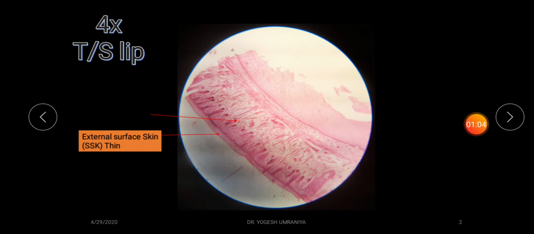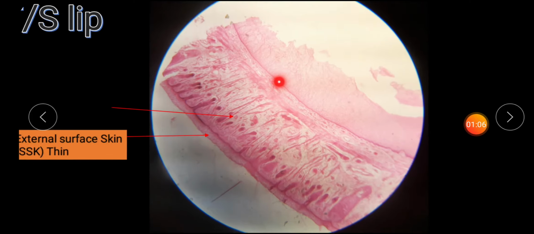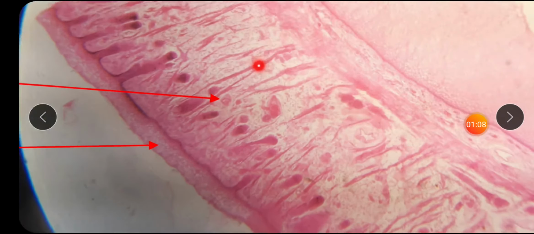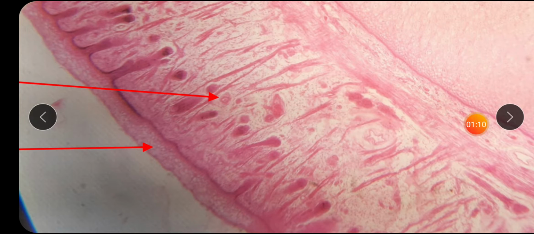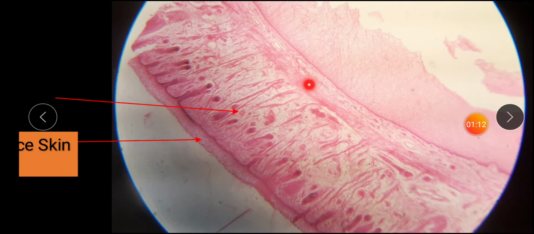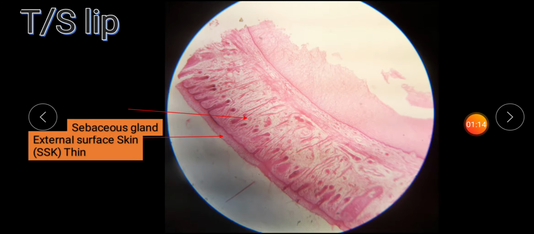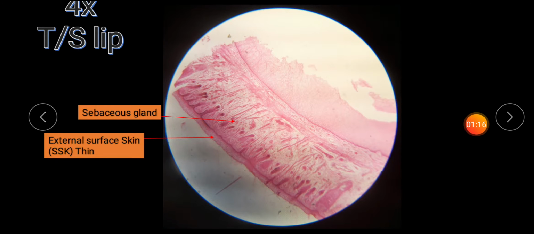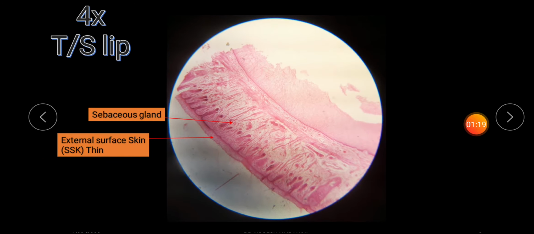Next, here you can see the structure. Okay, this structure, that is the sebaceous gland. This is the sebaceous gland that you can see at this point. Next, you can see this structure, that is the hair follicle.